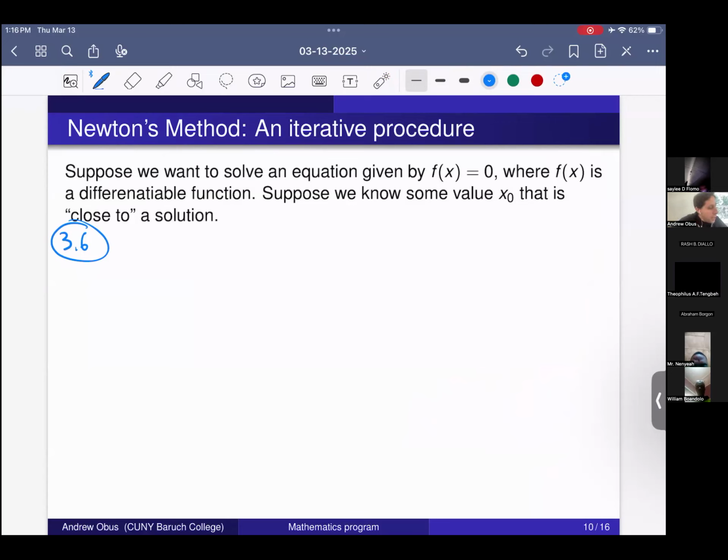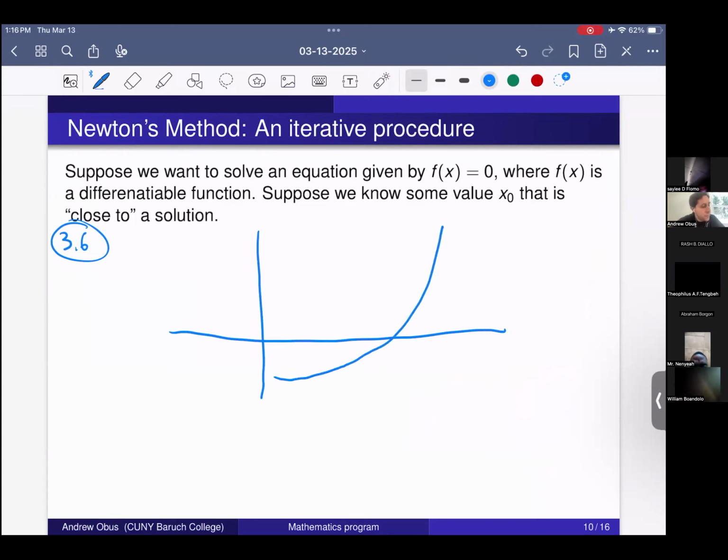Okay, so let's say that you want to solve an equation. You want to solve f of x equals 0, and f of x is some differentiable function. So let me graph this. Let's say the graph looks kind of like this. This is y equals f of x. And we want to find this root here. This is where f of x equals 0. This is the root.